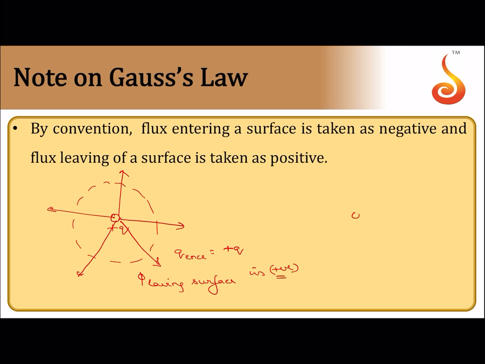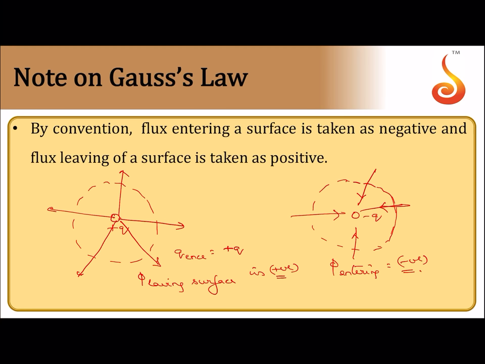If I have a negative charge minus Q and I take a Gaussian surface over here, now what happens to the flux? The flux lines are coming into the surface, entering the surface. So phi entering is negative because my Q enclosed is negative. My flux entering a surface is negative, a flux leaving the surface is positive.